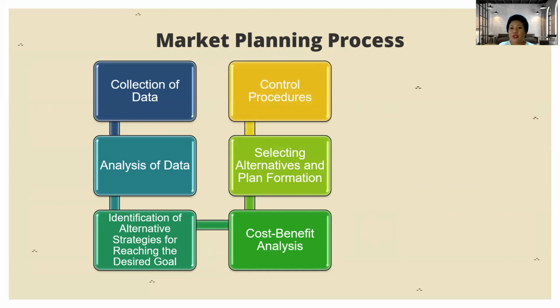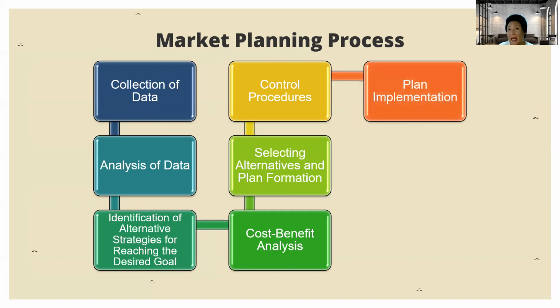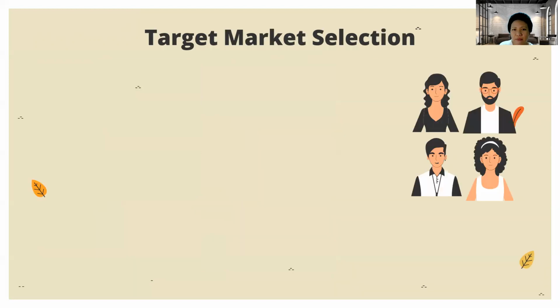Then after planning, you need to create control procedures on how you're going to conduct your marketing program. And then lastly is you need to implement your plan. Okay, so in this stage, it is more on how you're going to present your marketing program, like all the information, including your marketing plan.